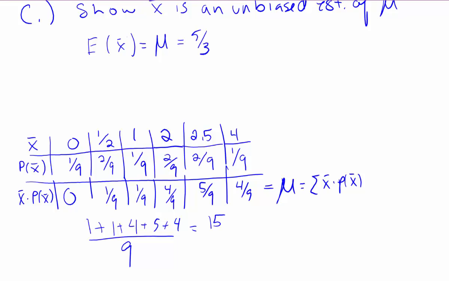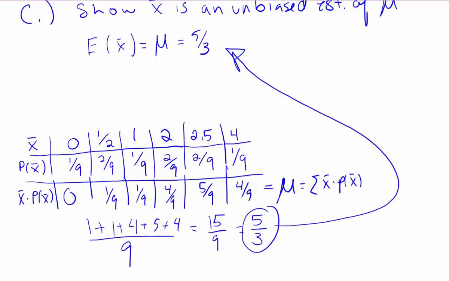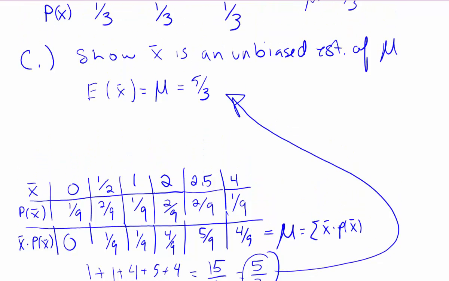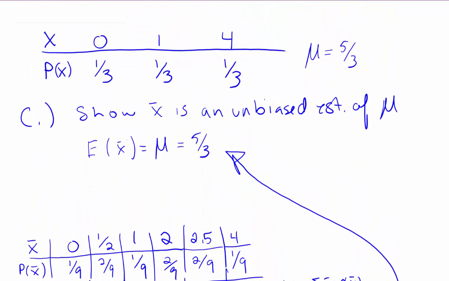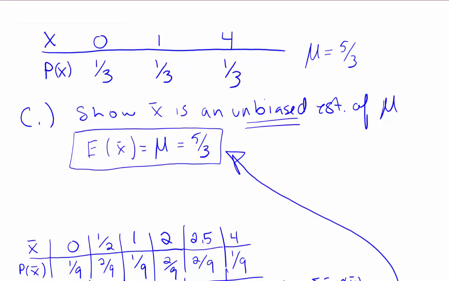And of course, 15/9 can be reduced. 3 can go into the top 5 times, while it goes into the bottom 3 times. You end up with 5/3, which is what we needed to show in order to be able to show that the mean for x bar is the same as the mean for x, the same as the mean for the original distribution. And what that means is that the expected value of x bar is equal to the population mean, and that would show that the estimator x bar is an unbiased estimator of mu.